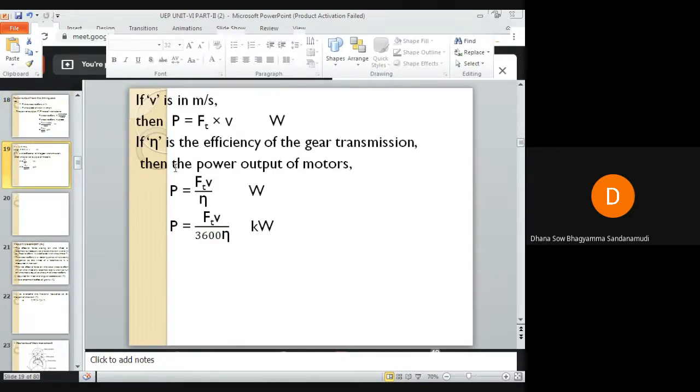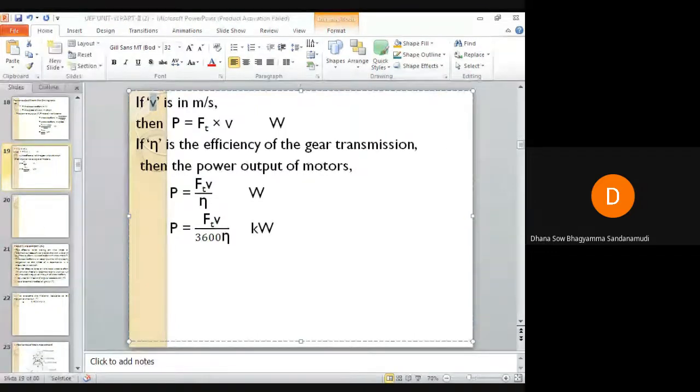And if eta is the efficiency of the gear transmission, then the power output of the motor will be Ft into V by eta. This is for meters per second. If I am considering V in kilometers per hour and want to represent it in meters per second, then you have to write V by 3.6. So it will depend on the value of V, the speed, whether you have to multiply with 1000 by 3600 or not. So this is about the power output from the driving axle.